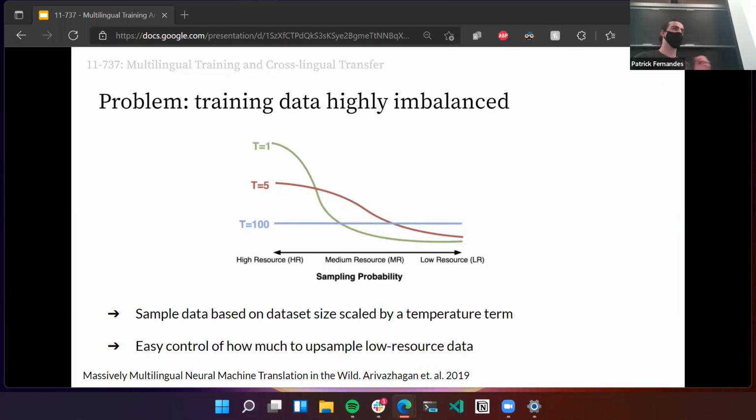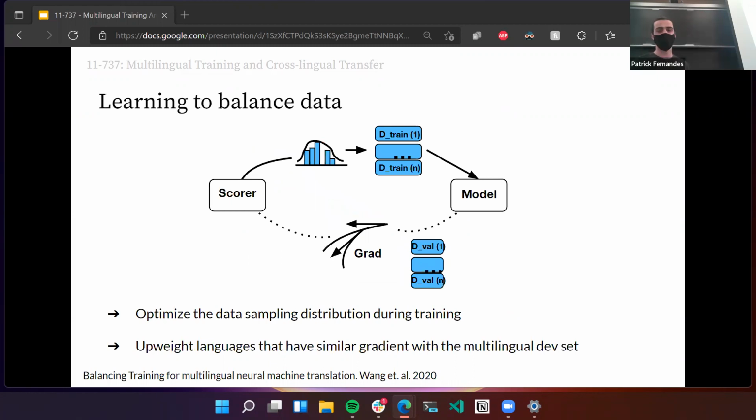So you want something in the middle. But yeah, overall, this is a very heuristic-based process. Normally, you set a temperature, train, check the performance on the validation set, change the temperature. But there are some approaches to try to do this automatically.